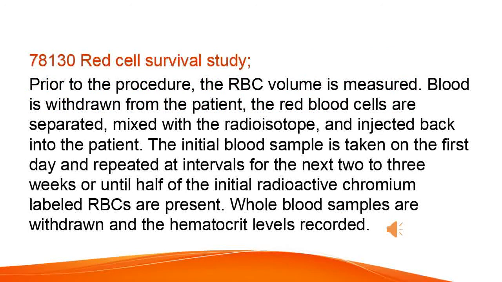Red cell survival study. Prior to the procedure, the RBC volume is measured. Blood is withdrawn from the patient, the red blood cells are separated, mixed with the radioisotope, and injected back into the patient. The initial blood sample is taken on the first day and repeated at intervals for the next 2 to 3 weeks or until half of the initial radioactive chromium-labeled RBCs are present. Whole blood samples are withdrawn and the hematocrit levels recorded.